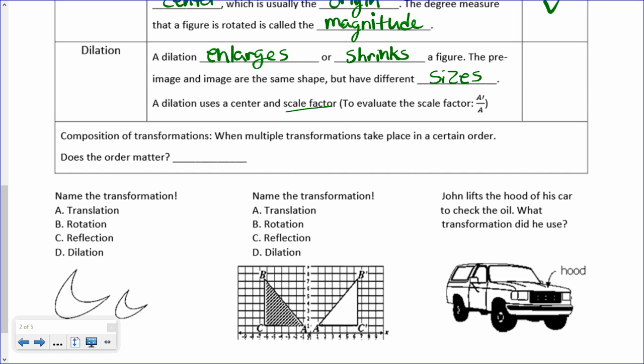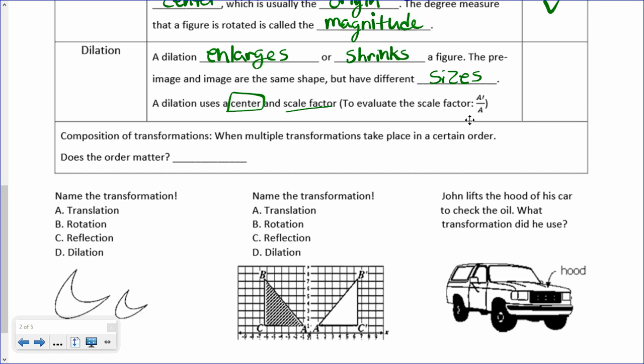We also use the center for our purposes. It's almost always just going to be the origin again. And if you're already given two shapes and you're trying to figure out how big one was compared to the other, if you're trying to find the scale factor, you just divide the image by the pre-image. And it'll simplify to a fraction. So the center is the origin, and the scale factor could be a lot of different things. The directions will tell you what the scale factor is, or you can find it using this equation, which I'll show you a little bit later.